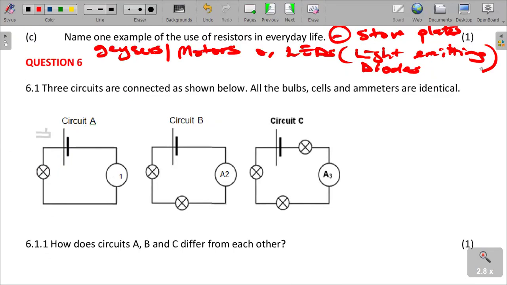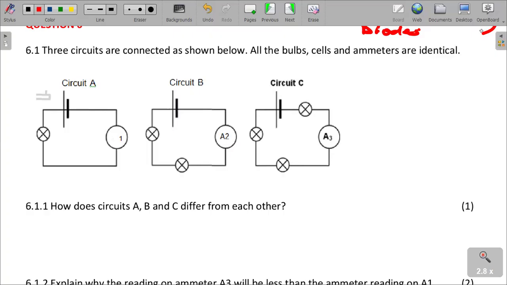Three circuits are connected as shown below. All the bulbs, cells, and ammeters are identical, meaning to say they look alike. So the question is saying we have got circuits A, B, and C, and how do these circuits differ from each other? The bulbs, the cells, and the ammeters are identical, but what is the difference between these?